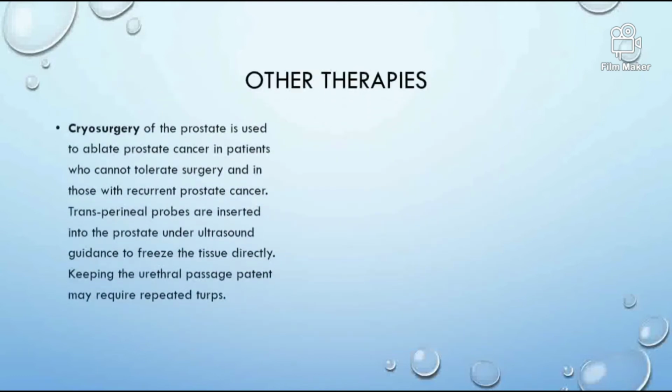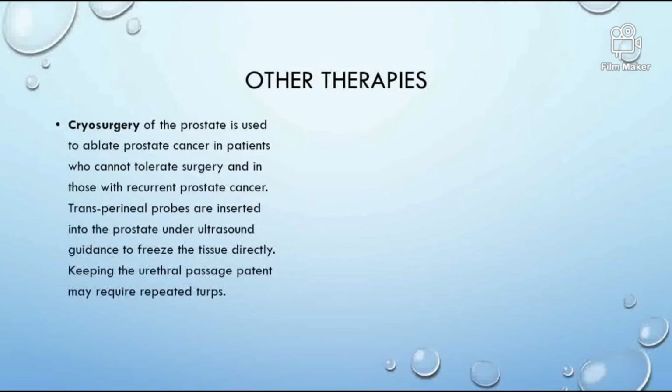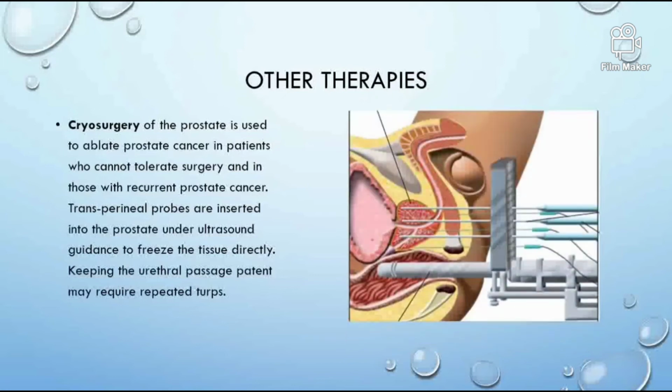The other therapies include cryosurgery of the prostate. It is used to ablate prostate cancer in patients who cannot tolerate surgery and in those with recurrent prostate cancer. Transperineal probes are inserted into the prostate under ultrasound guidance to freeze the tissue directly. Keeping the urethral passage patent may require repeated TURPs.